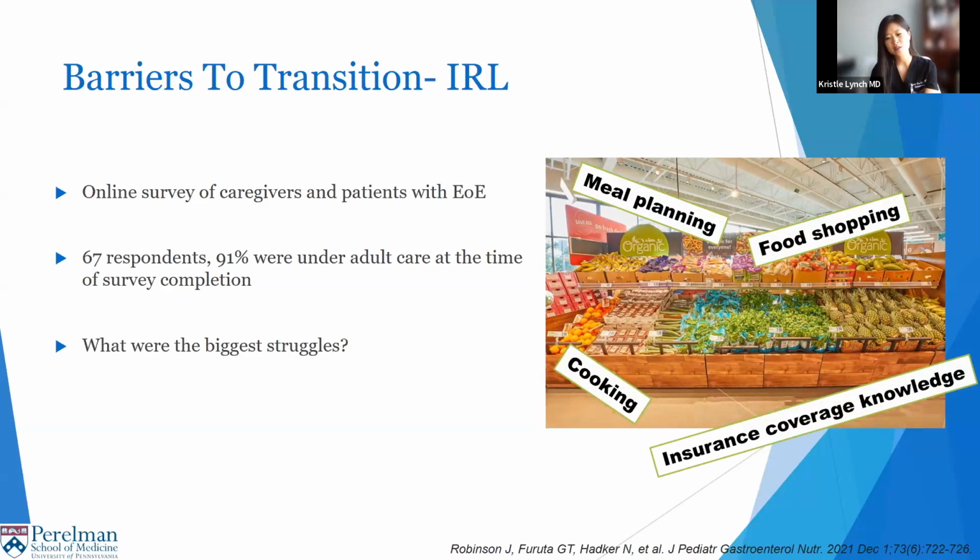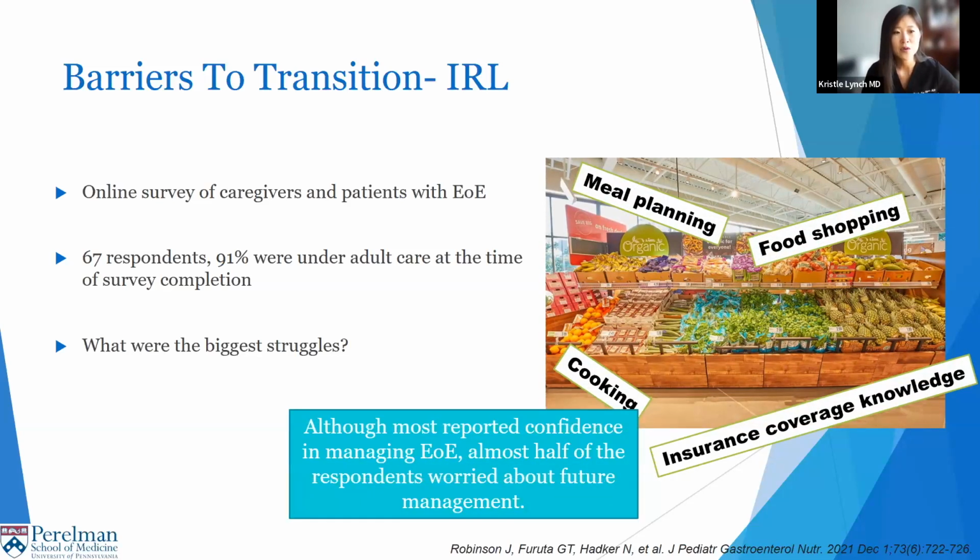And it's interesting, if you look at patients who are in general transitioning to adulthood without any medical problems, they also struggle with meal planning, food shopping, and cooking, as well as insurance coverage knowledge. If you add on a complicated limited diet on top of that, if you add on symptoms like food getting stuck, foods with certain consistencies, requiring a certain diet, they will struggle even more. So this certainly makes sense. And although most of these patients actually reported some confidence in managing their EoE, almost half of them did worry about future management.